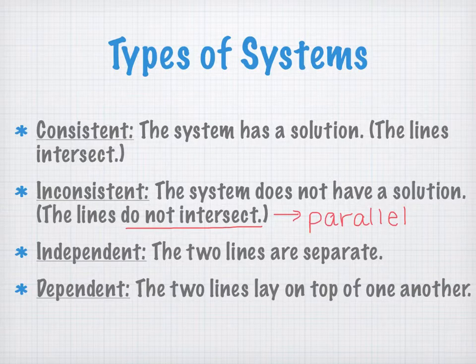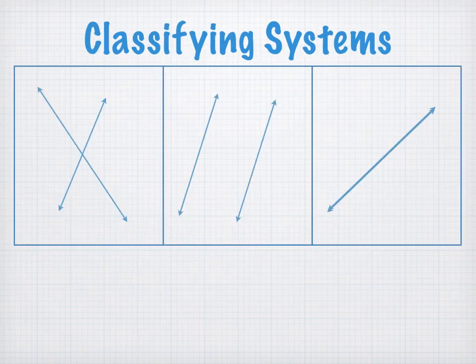Then we also have independent and dependent. Independent means your two equations make two completely separate lines. Dependent means it's two different equations, but when you graph them, they actually end up being the exact same line, and that happens sometimes too. So that's the difference between independent and dependent.